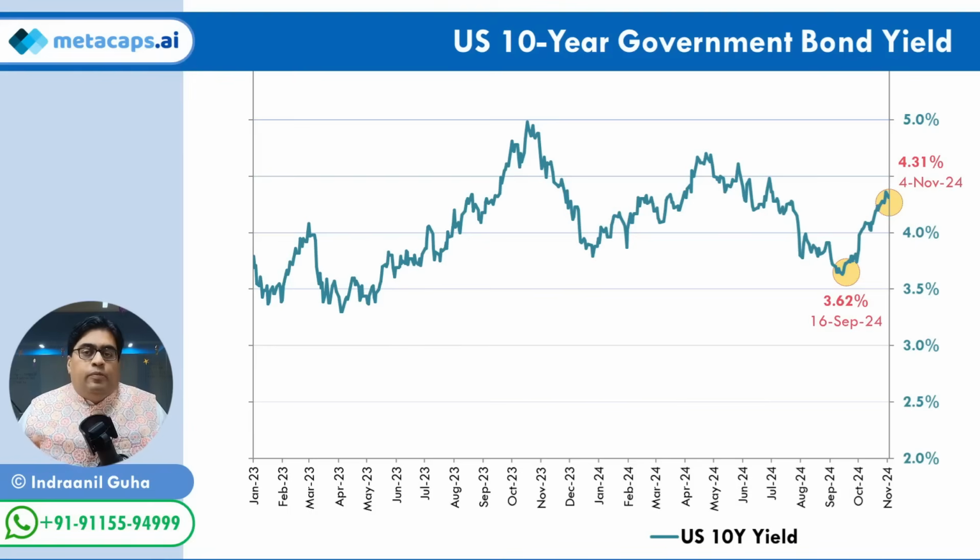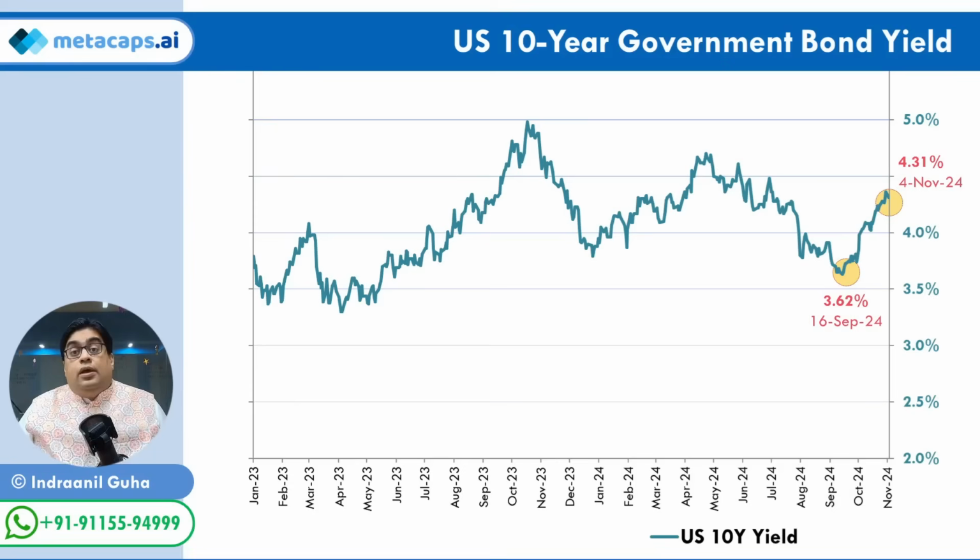Now, those of you who are familiar with the concept of bond pricing would know that in case of bonds, bond yields and bond prices move in opposite direction. So if you have yields moving up by almost 70 basis points in a span of 1.5 months, that would basically mean that bond prices would come down quite significantly during this time.